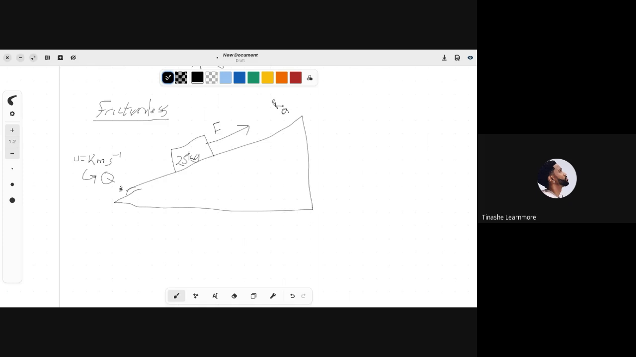Okay. Let me just fix the mouse. I'm having trouble controlling the mouse. Oops. Oh goodness. Okay, yes. Point R.